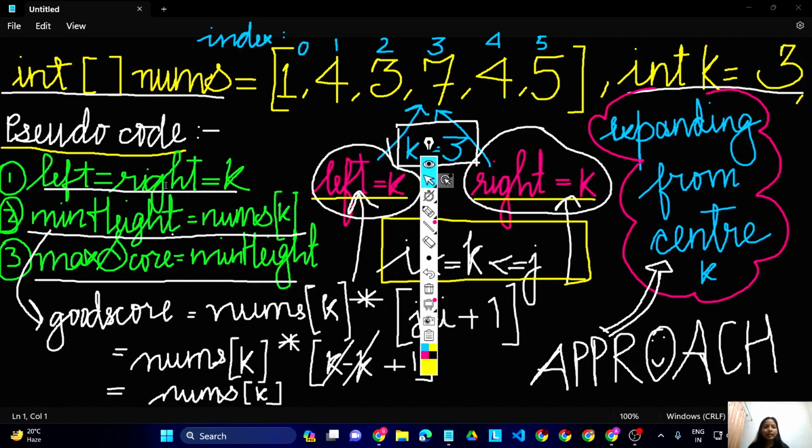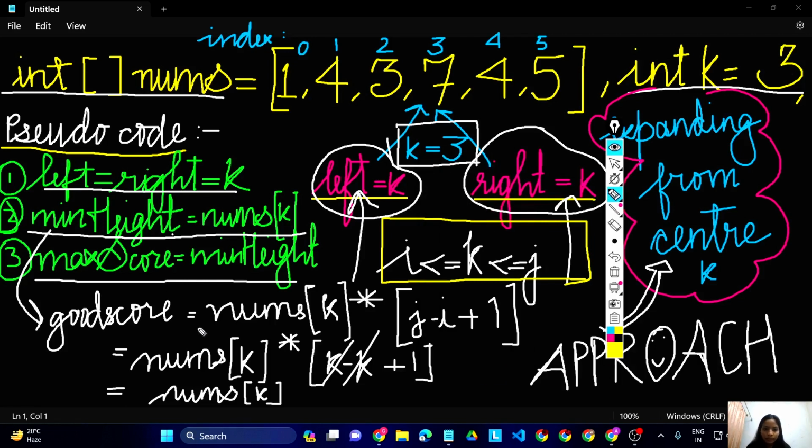I'm initializing left and right equal to k, and then I'm initializing my minimum height equal to nums of k. In the question, the good score uses the minimum of numbers starting from index i up to j. When I have already initialized the values of i and j as k, it's obvious that the minimum is at the kth index, because when your left and right pointers point to the same number, the minimum of both is obviously that same number. And then that's the formula.